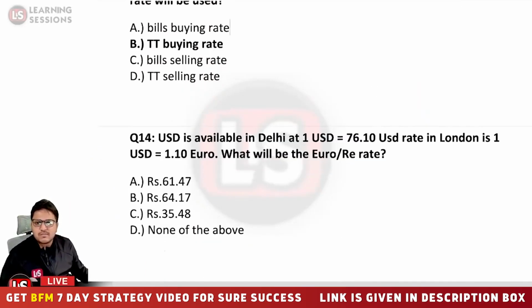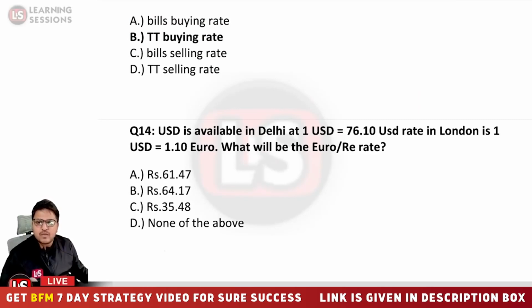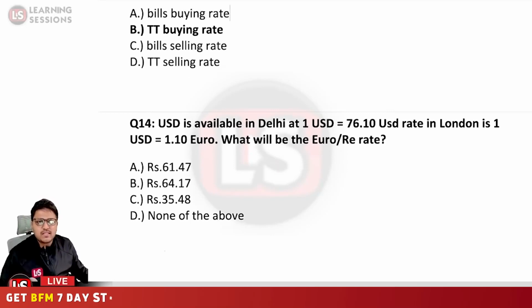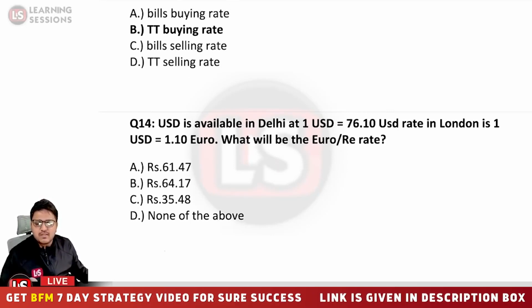Okay, further it says USD is available in Delhi at 1 USD equal to 76.10 rupees. The USD rate in London is 1 USD equal to 1.10 euro. What will be the euro to rupee rate? It's a simple case of the chain rule. So kindly please do answer at the earliest.